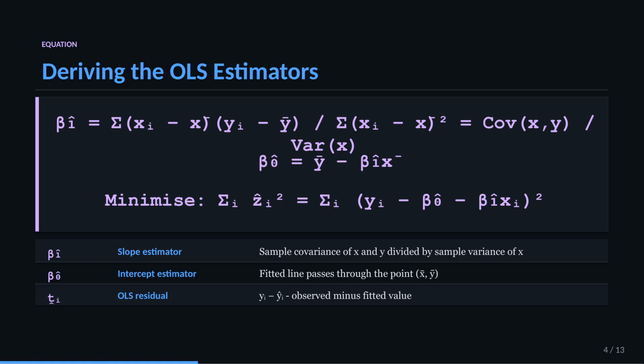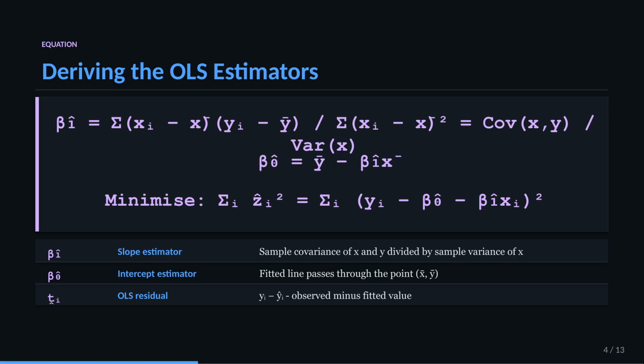How do we estimate the line? Ordinary least squares chooses beta 0 hat and beta 1 hat to minimize the sum of squared residuals. A residual is the difference between the observed y value and the fitted value from the line. When you solve the first order conditions, you get two famous formulas. Beta 1 hat equals the sample covariance between x and y divided by the sample variance of x. Beta 0 hat equals y bar minus beta 1 hat times x bar. Those formulas show the slope is driven by co-movement. If x and y move together positively, the slope is positive. If they move in opposite directions, the slope is negative.